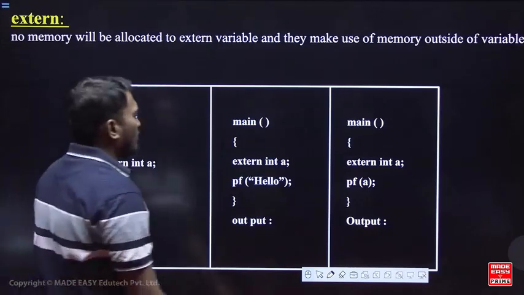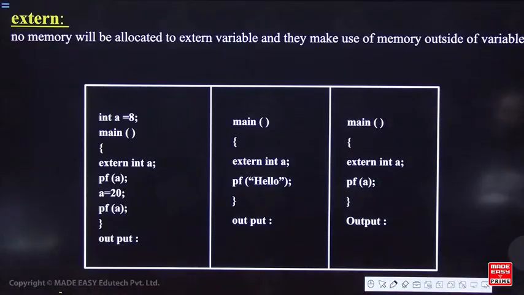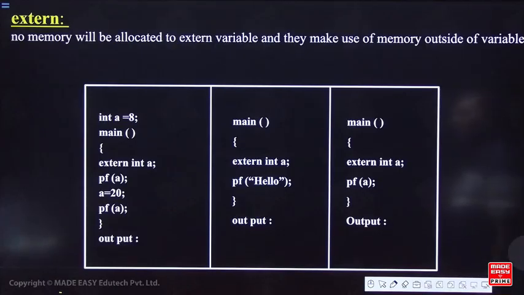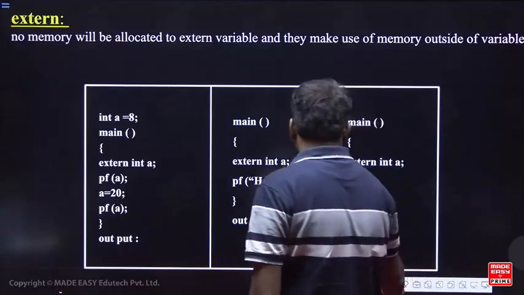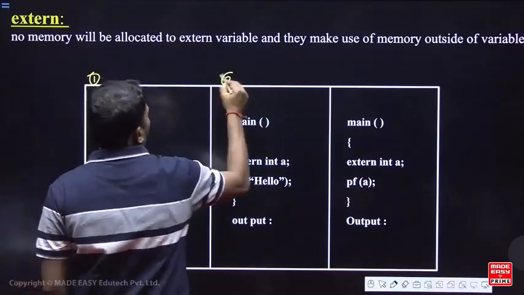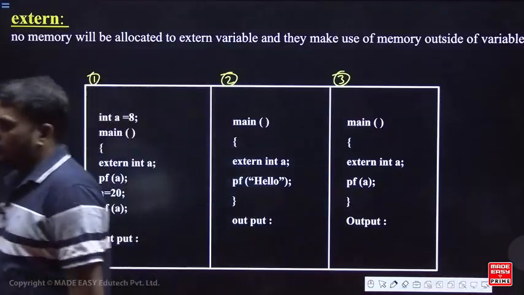Next, I will move on to the next storage class, extern. So you copy, speed up. Keep the heading extern. No memory will be allocated to the extern variable. They make use of the memory of an outside variable. Copy fast. This is example 1, example 2, example 3. Just copy this.